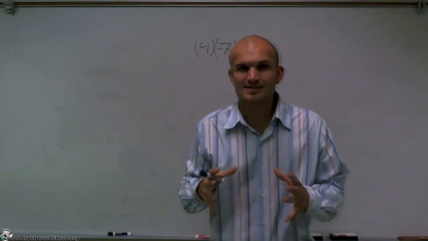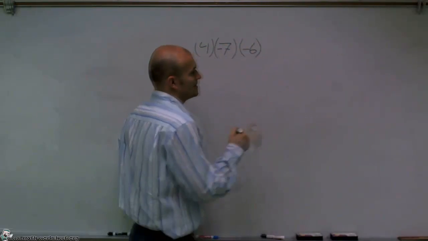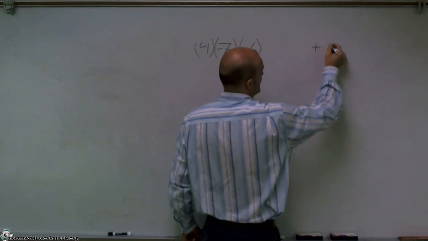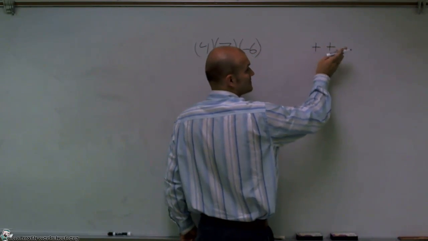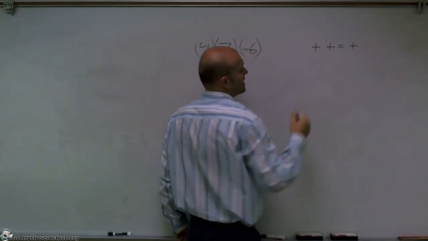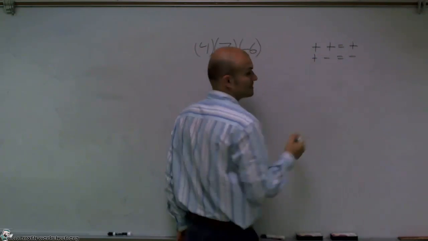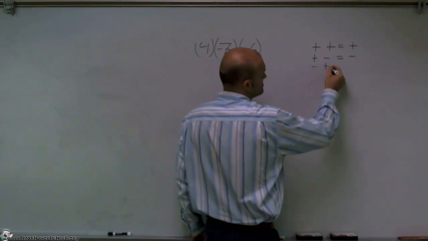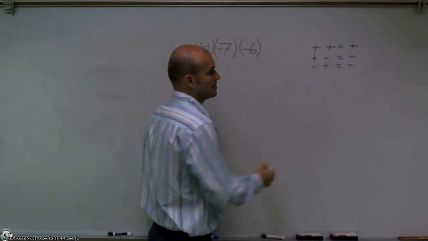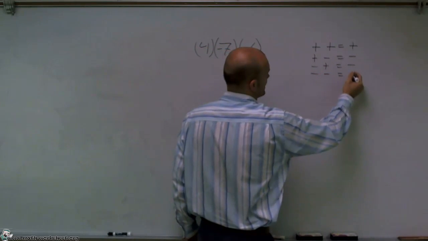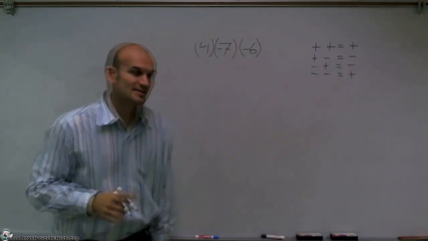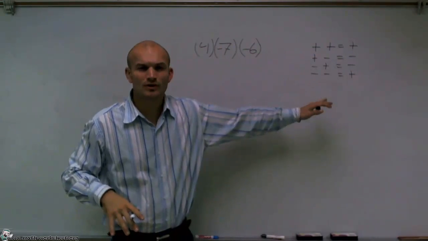One thing we need to remember when multiplying numbers is a quick rule that I can write. When you have a positive times a positive, that's always going to provide you with a positive number. A positive times a negative will provide you with a negative answer. A negative times a positive is going to produce a negative number. And a negative times a negative is always going to produce a positive answer. So that's just a quick rule.